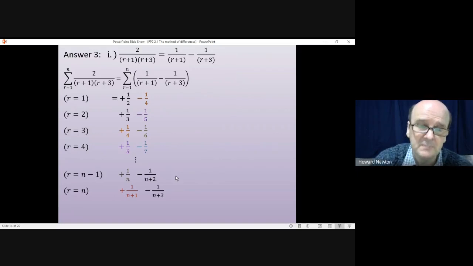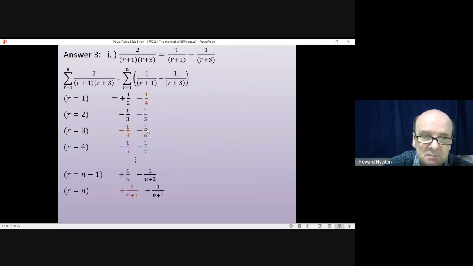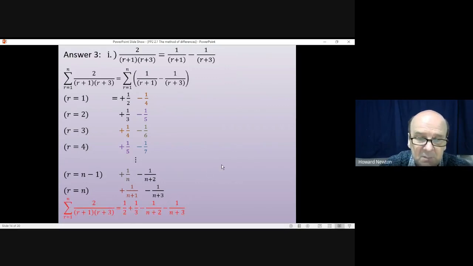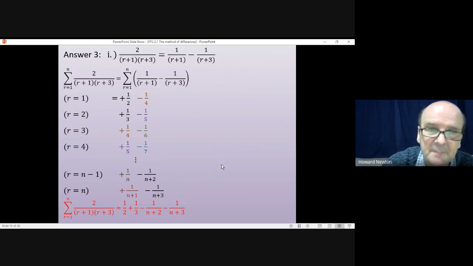Terms do cancel, but you have a bit of a jump between two lines. So you have minus a quarter here and plus a quarter there, minus a fifth and plus a fifth. And this will carry on all the way down. So again, all those colored terms will cancel. We'll be left with these two black ones here, which have nothing to cancel with, because they'd be up on the right-hand side somewhere. And these two black ones down here, which also have nothing to cancel with, because they'd be further down on the left. So the sum becomes those 4 terms added together.